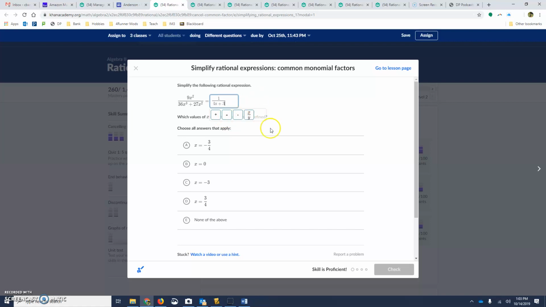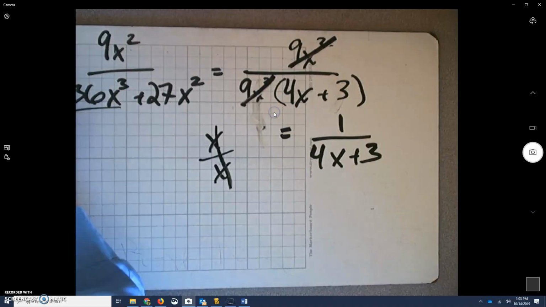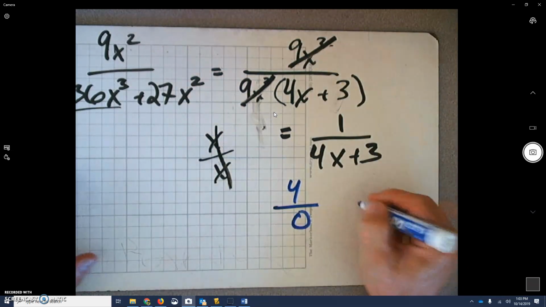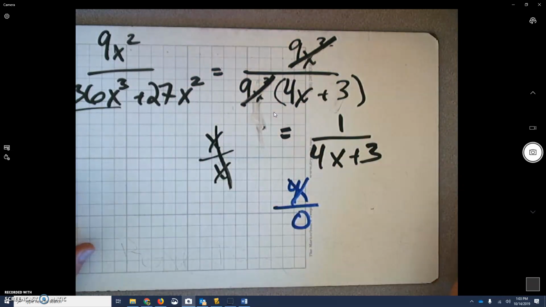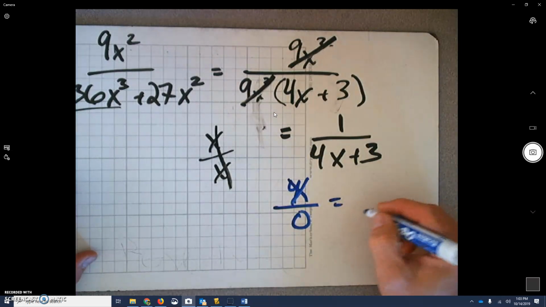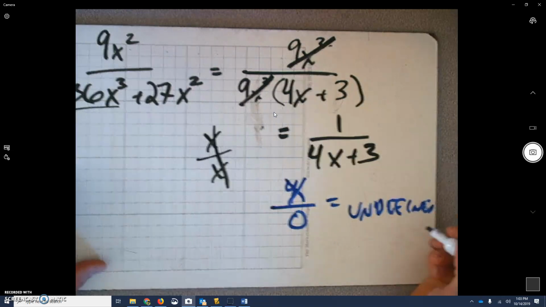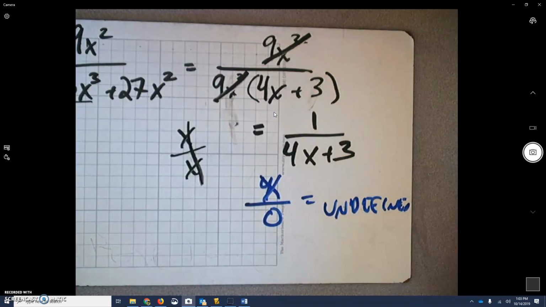The next thing we have to figure out is which values of x make the expression undefined. That's when your denominator is 0. If you remember, if you divide anything by 0, it's undefined. Wrote that out terribly. That's undefined. Sorry.